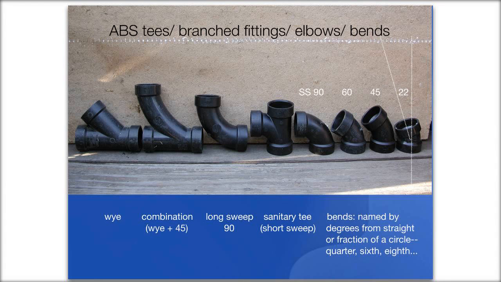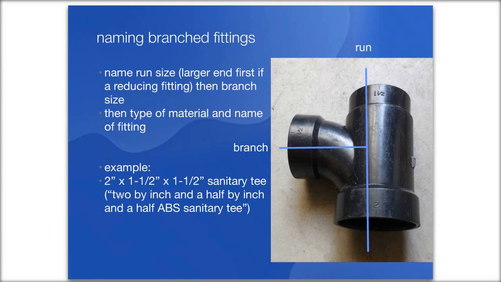A 45 bends it a little further over 45 degrees, etc., 60 degrees. So it's how far it's bending it from a straight line. So that's why they're called bends. So they're also described as a fraction of a circle. So you have, a 45 would be an eighth bend, and a 90 would be a quarter bend. So this is all just kind of learning the language here.